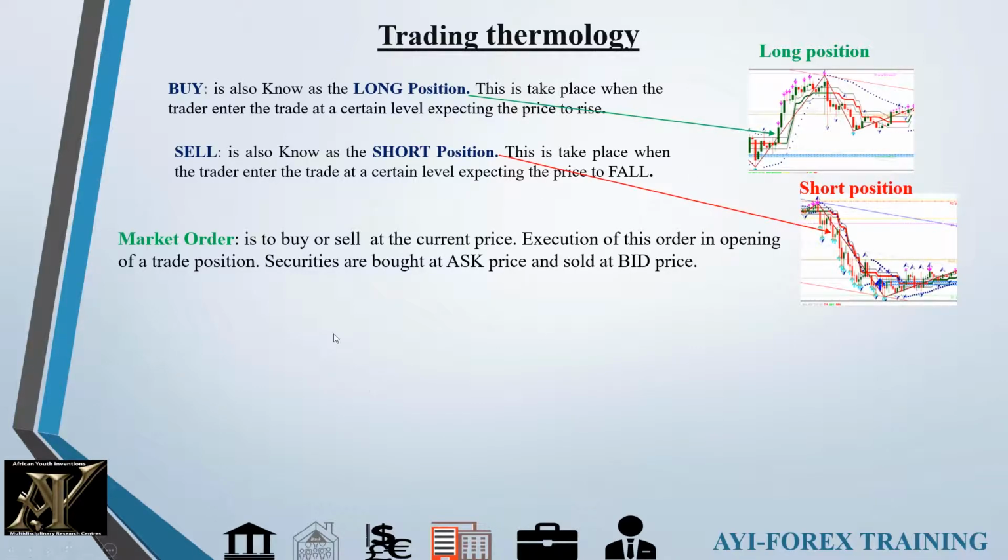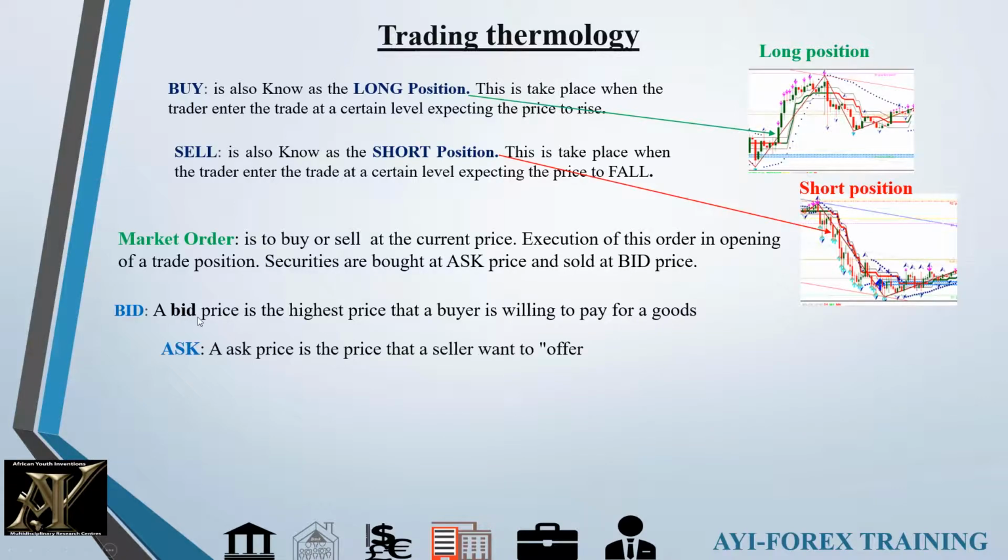Now, once you are buying or selling, it's called a market order. A market order is to buy or to sell a currency at the current price. Now, once you're buying, there's what we call an ask and a bid. A bid price is the highest price that a buyer is willing to pay for a good, and the ask is the price that a seller wants to offer.